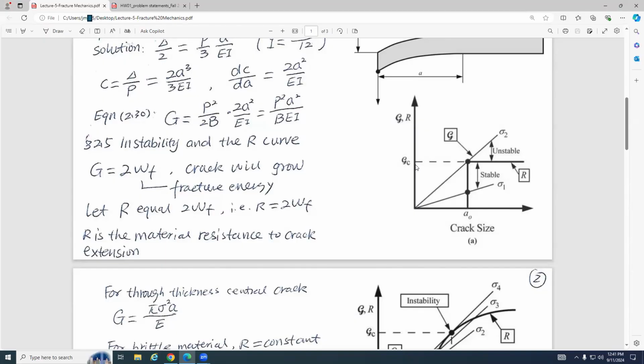Dylan: So is that a graph for a brittle material then? Yeah, this is for brittle material. For brittle material, the R is a constant. It does not change with respect to the crack length.